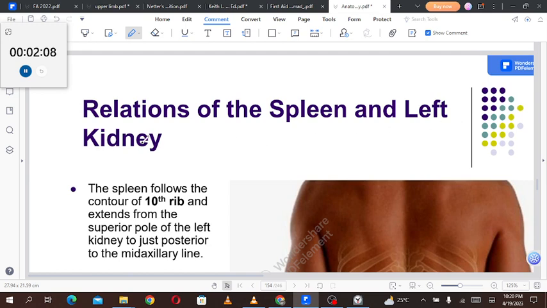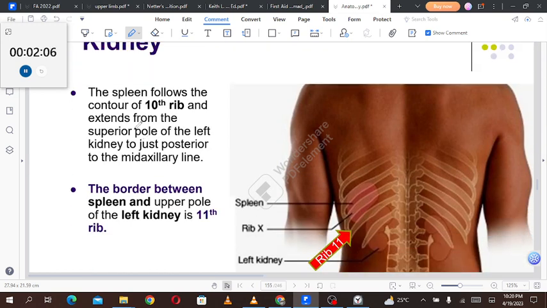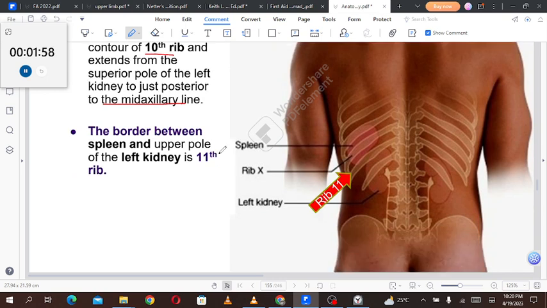Relations of the spleen and the left kidney. The spleen follows the contour of the 10th rib and extends from the superior pole of the left kidney to just posterior to the mid-axillary line. The border between the spleen and the upper pole of the left kidney is the 11th rib. So here we have the spleen, and then we have the 10th rib, and the left kidney is over here. The rib number 11 is over there.